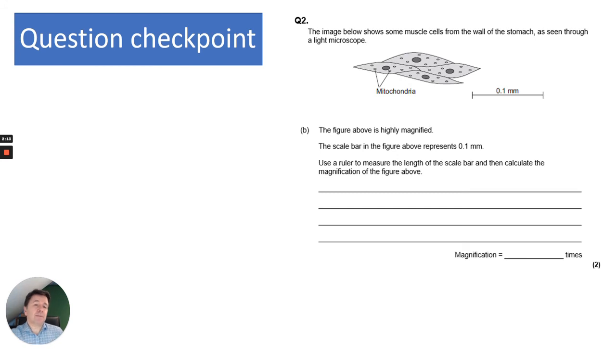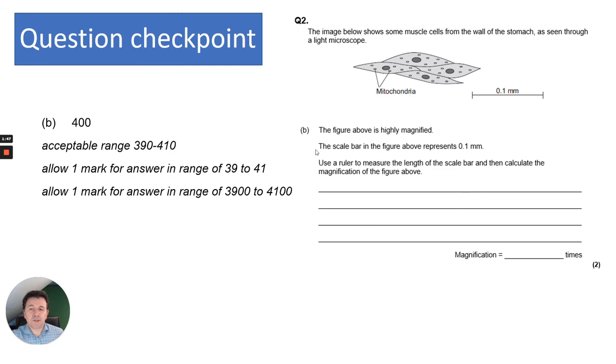Right, so the image shows some muscle cells from the wall of the stomach as seen through a light microscope. And it gives you what we call a scale bar. That scale bar is 0.1 millimeters. It says the scale bar represents 0.1 millimeters. Use a ruler to measure the length of the scale bar. So we'll measure the length of the scale bar with our ruler and calculate the magnification.